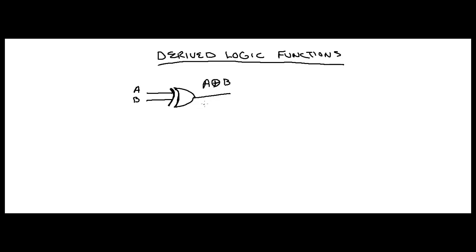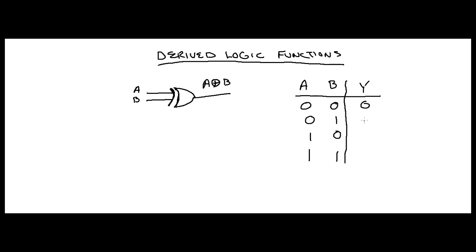All right? What's the truth table? Well, let's draw it out. A, B. What do we have? 0, 0. 1, 0. 0, 1. 1, 1. Okay? The output Y is going to be 0, 1, 1, 0. Okay? There's your truth table for your exclusive OR. And by the way, they also make an exclusive NOR. And that's this.